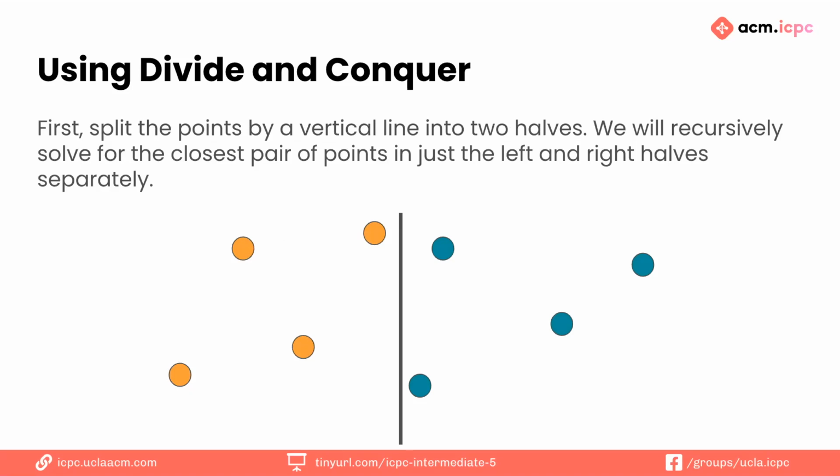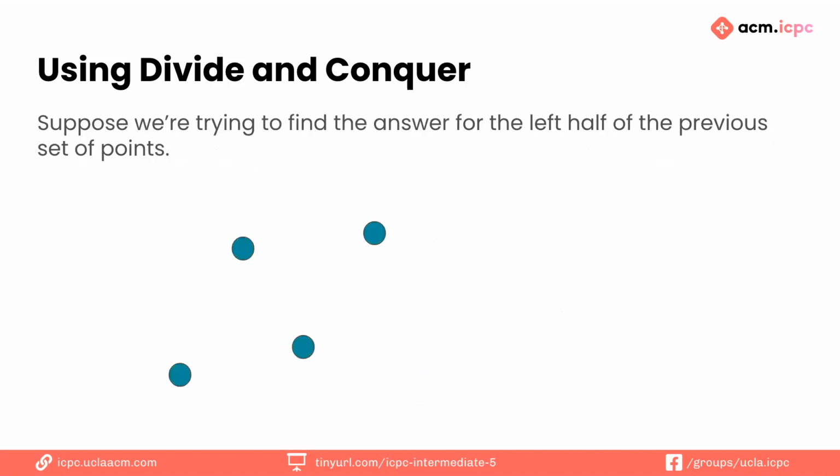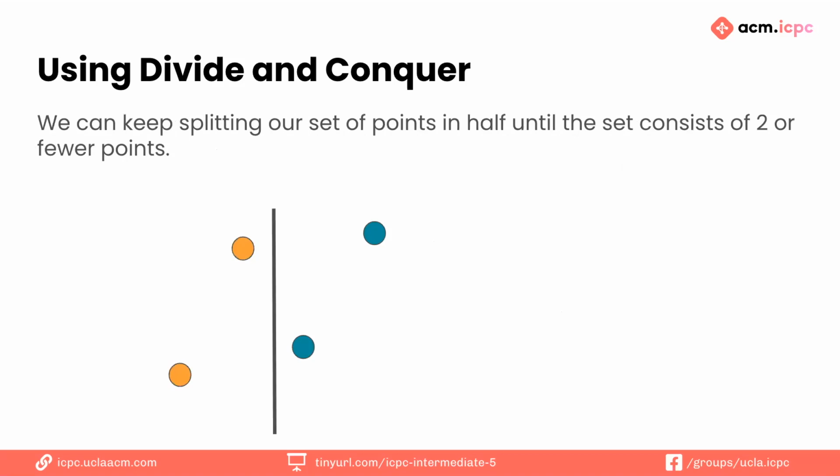And so now we'll just recursively solve for the closest pair in the left set and in the right set. So in this example, we have 8 points here. If we put the line as shown, then we have 4 points on the left, 4 points on the right. And so using divide and conquer, we first approach the 4 points on the left. Now we have the same question, but instead of 8 points, we only have 4 points. And so we can apply divide and conquer again. We split the 4 points into 2 sets of 2 points.